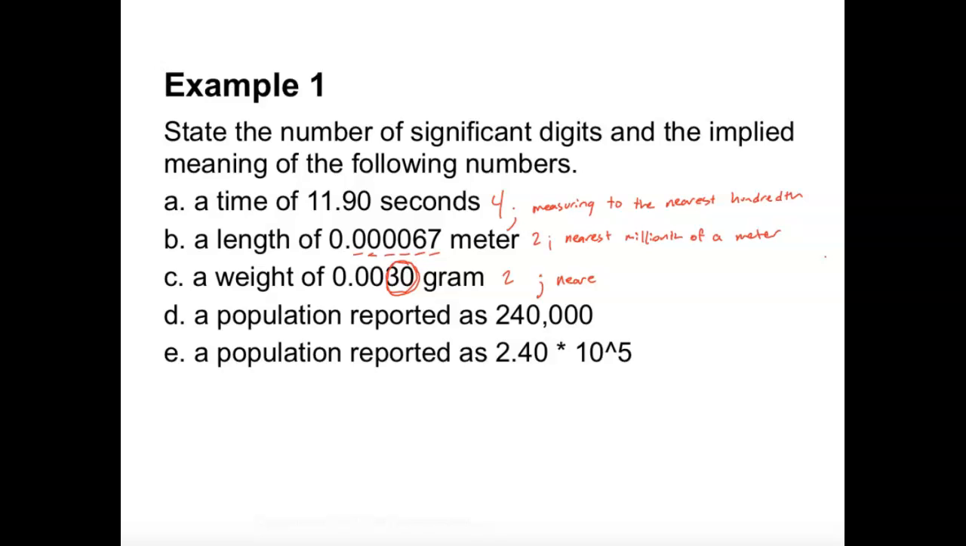How about D in the chat? How many significant digits? Sorry, I had to let the dog in. Agreed. Still just two. All the trailing zeros are non-significant digits, so 2. And this is being measured to the nearest 10,000 people.